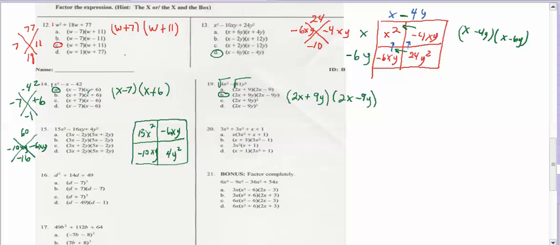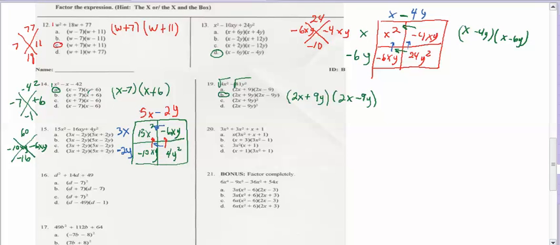Okay, now I'm going to change colors real quick. Okay, what do these have in common? They both have a y, and they both have a 2. What does this have in common? They both have a 5, and they both have an x. What does this way have in common? They both have an x, and they both have a 3. And then what about this one? They both have a y, and they both have a 2. Our signs are negative, and our sign is negative.